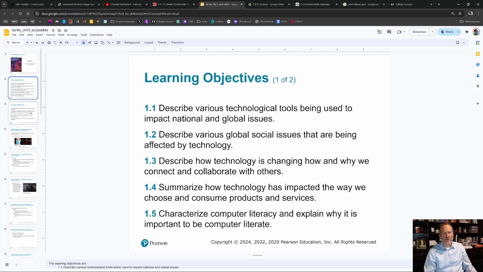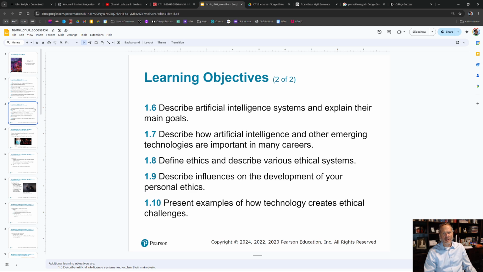So here are the main learning objectives for chapter 1. You can pause the video and you can read that. Here are the main learning objectives continued. So you can pause the video and you can read that. Those are the main things that are covered in chapter 1.